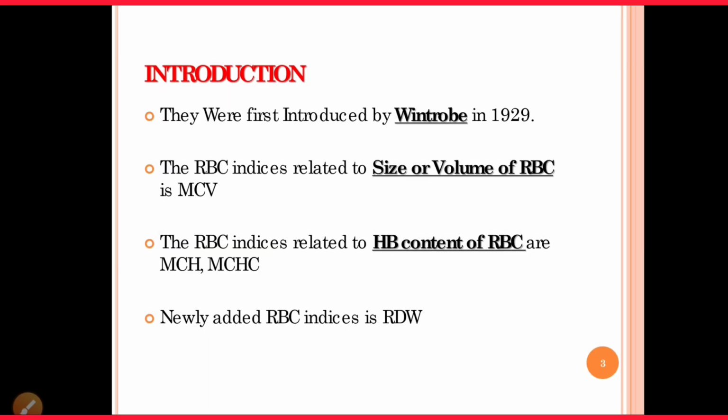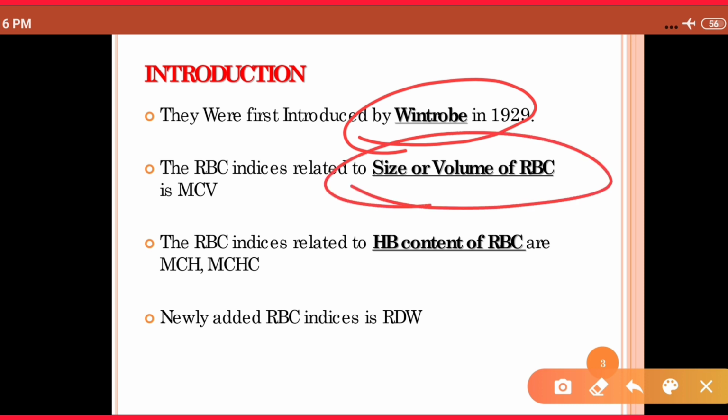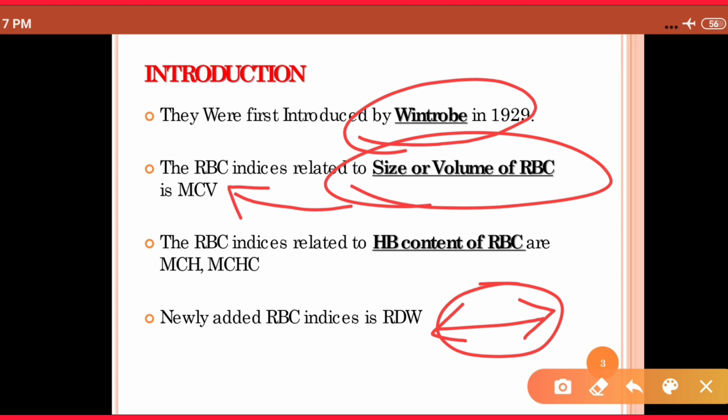So guys, red blood cell indices were first introduced by Wintrobe in 1929. He said that the size or the volume of red blood cell can be calculated with MCV. So the RBC index that is related to the size of red blood cell, right? Size or volume is your MCV, mean corpuscular volume. The MCV will help you in determining or predicting the size or volume of RBC.